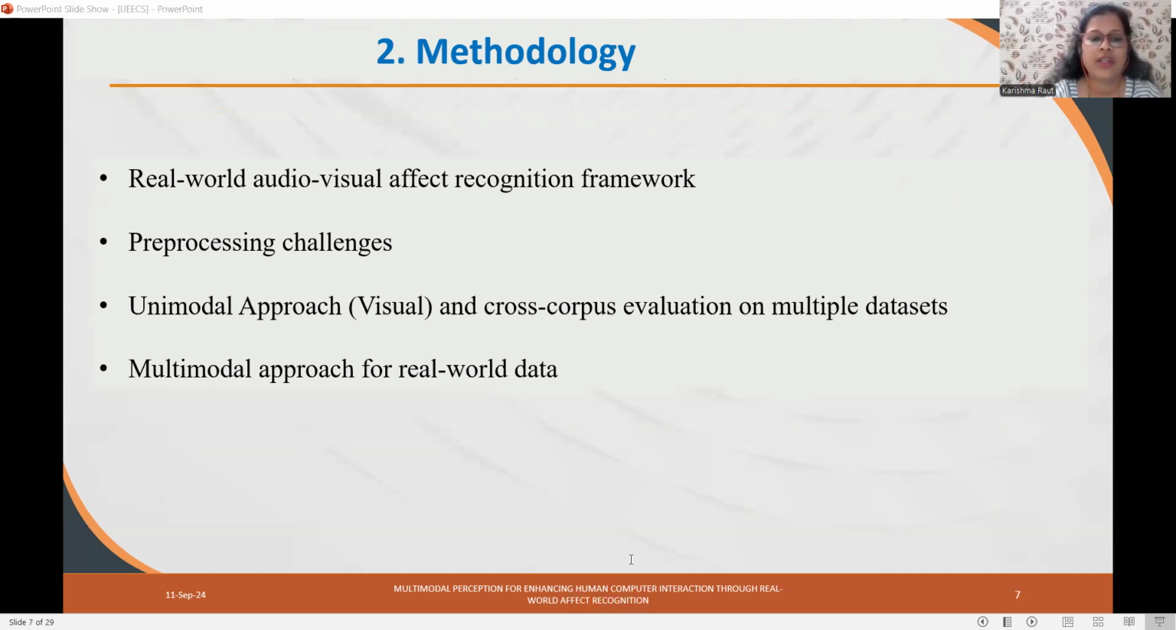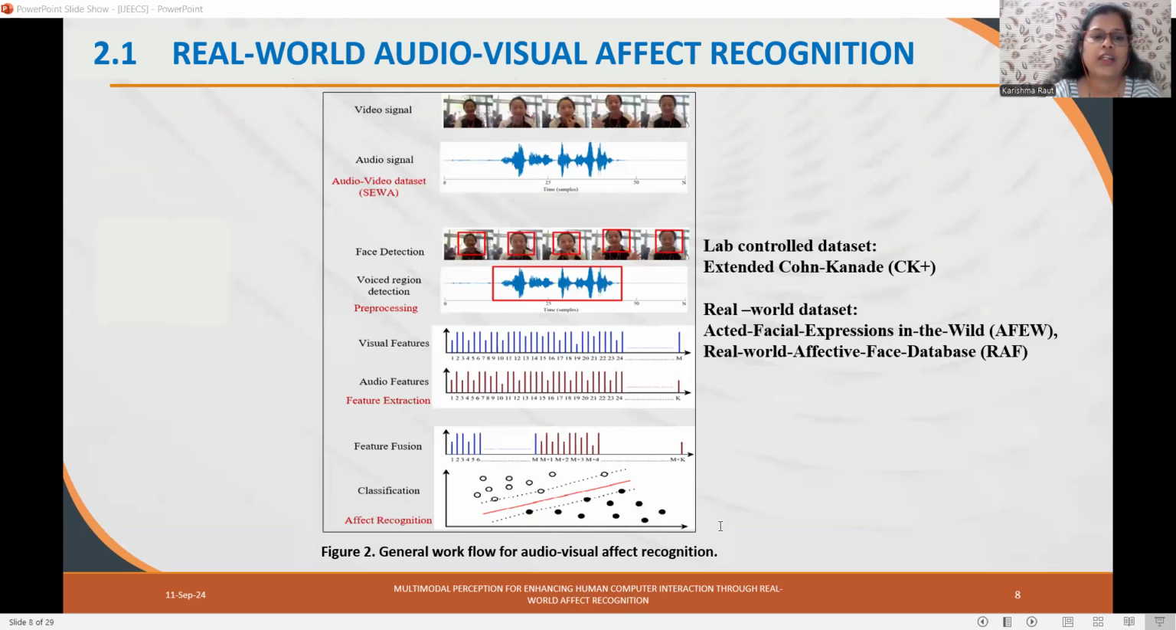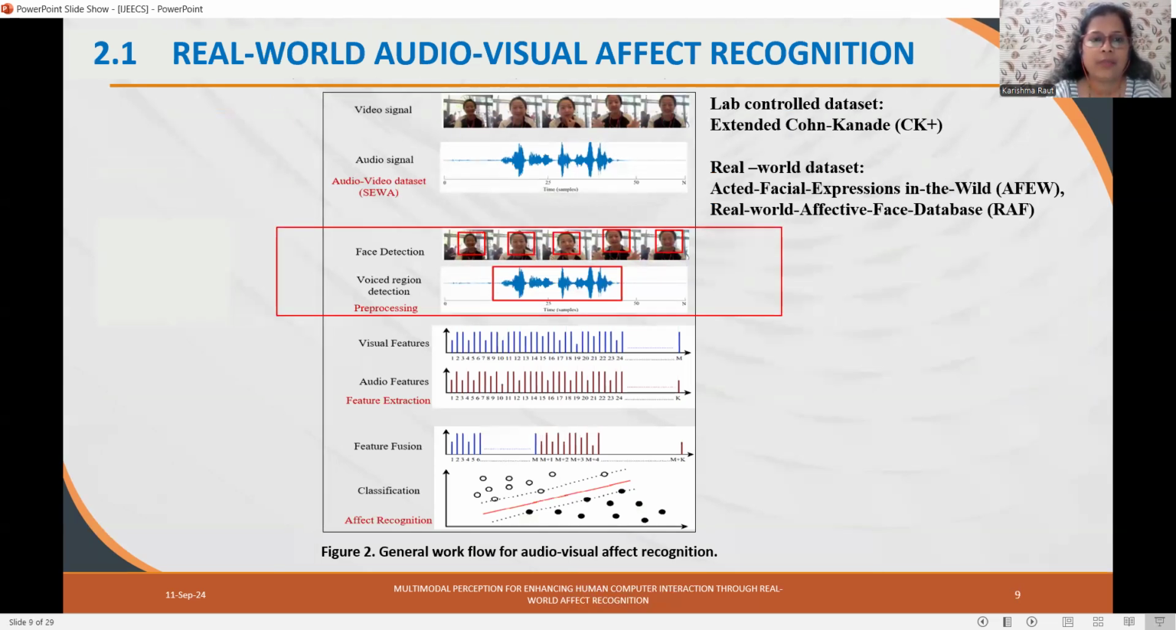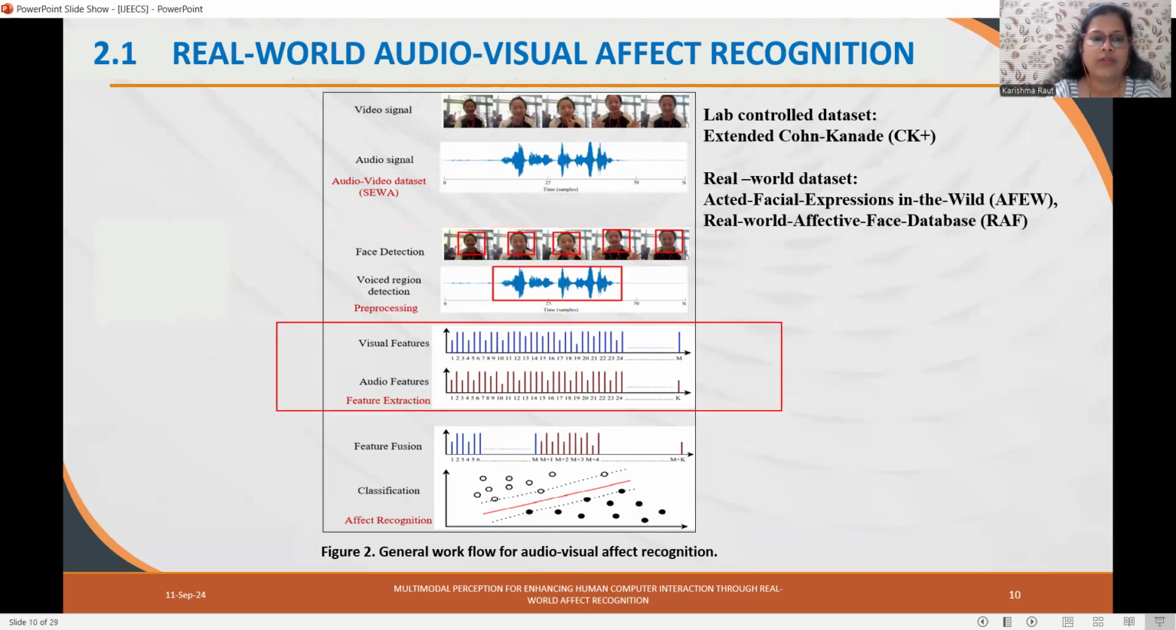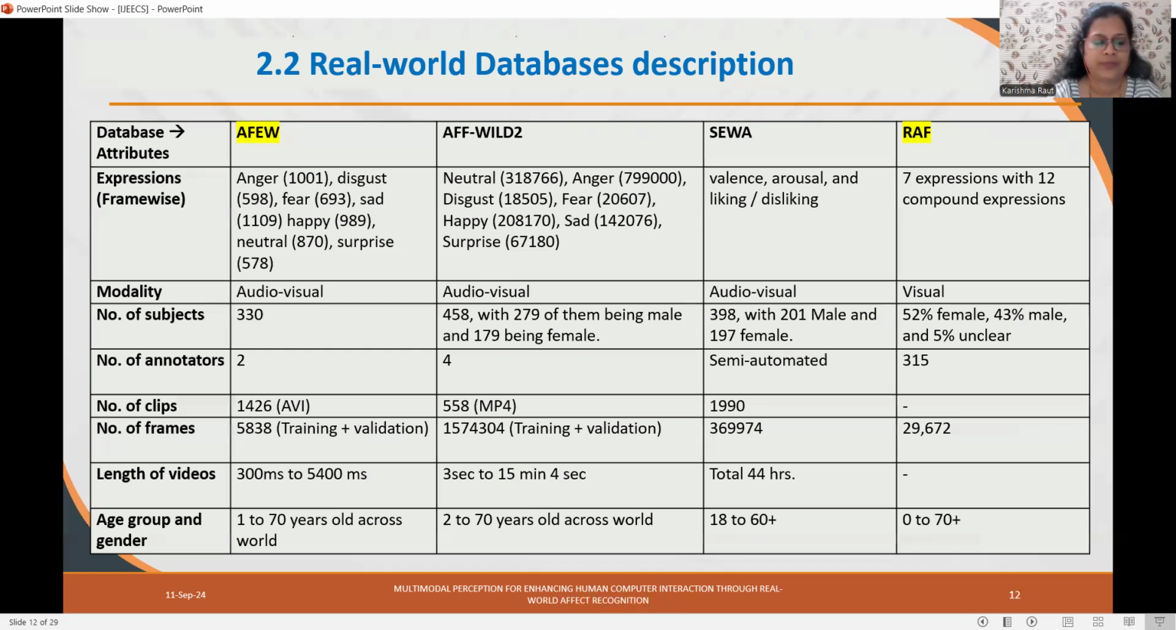The methodology describes the real-world audiovisual affect recognition framework, pre-processing challenges, unimodal approach for visual, and cross-corpus evaluation on multiple datasets. Finally, the multimodal approach for real-world data. Generally, the audio-visual emotion recognition approach consists of 4 steps: audio-video extraction, pre-processing, including face detection and alignment and voiced and unvoiced region detection, feature extraction from various modalities, and finally, fusion in multiple ways for classification.